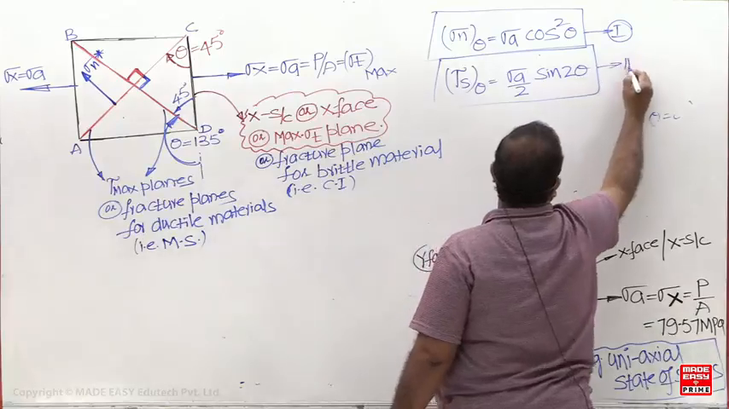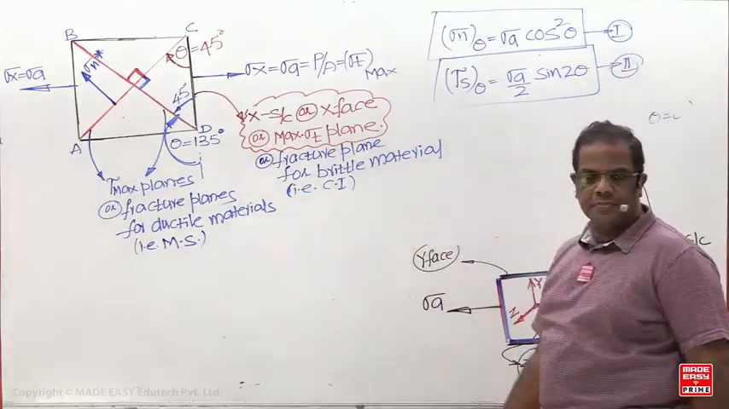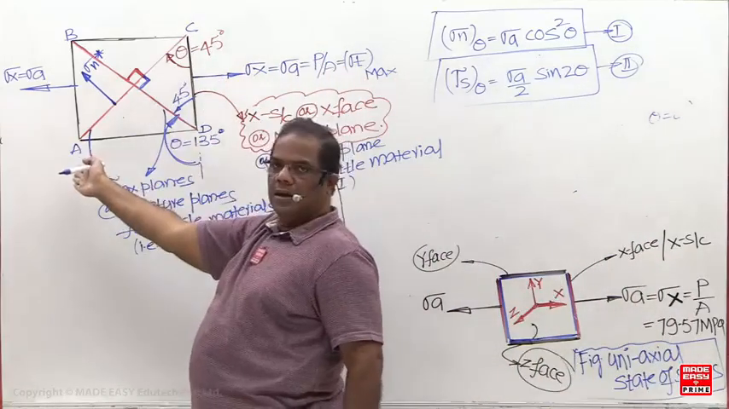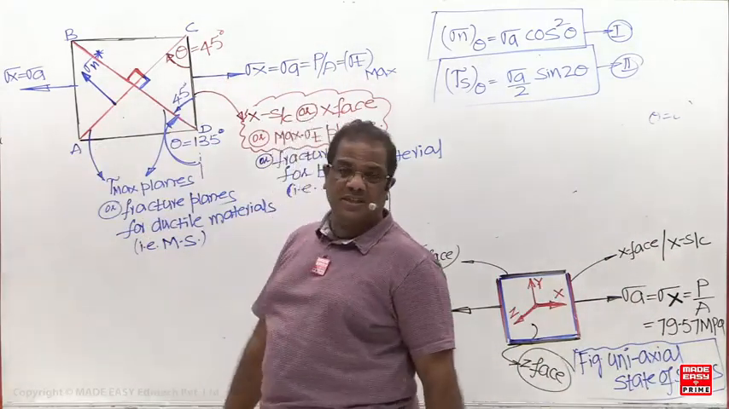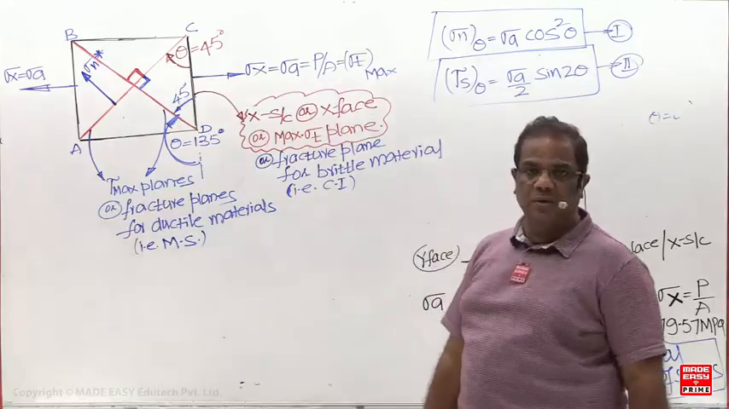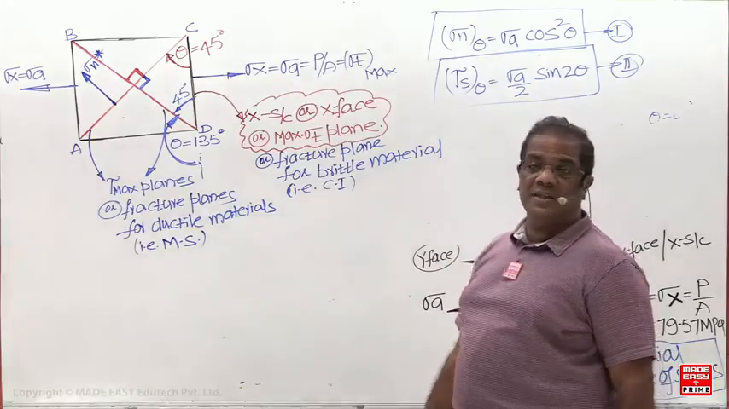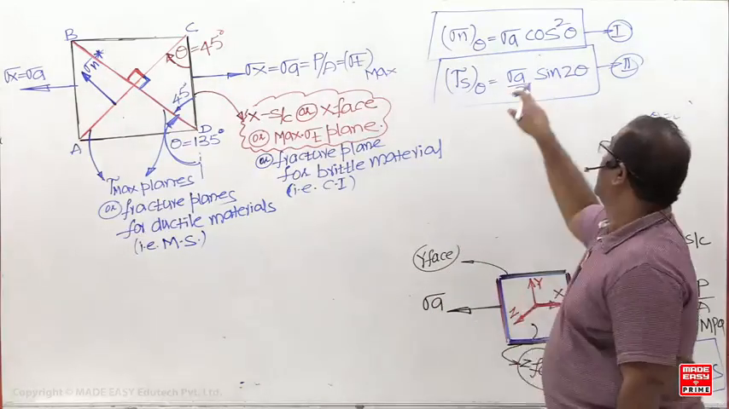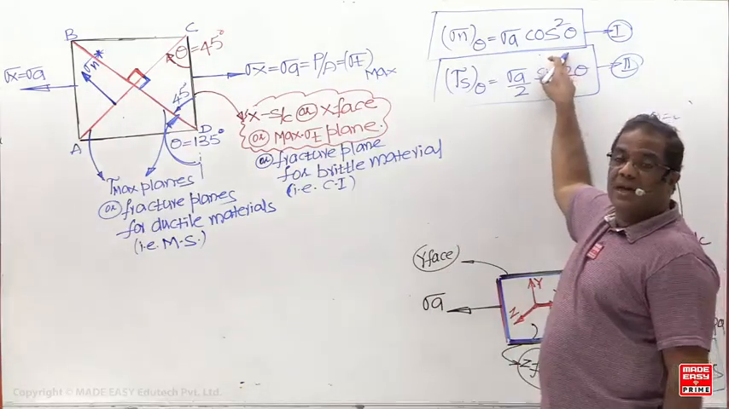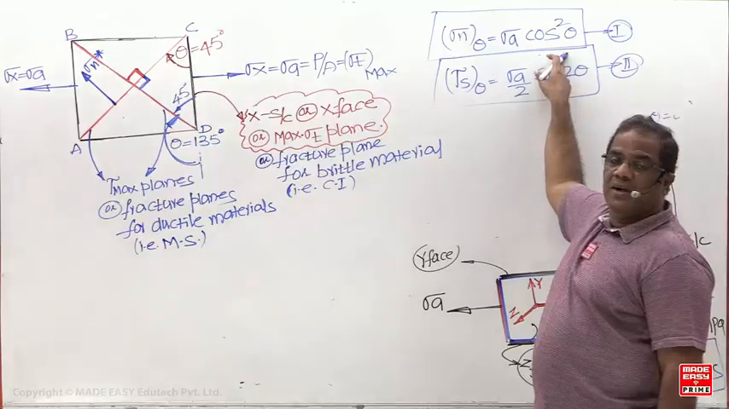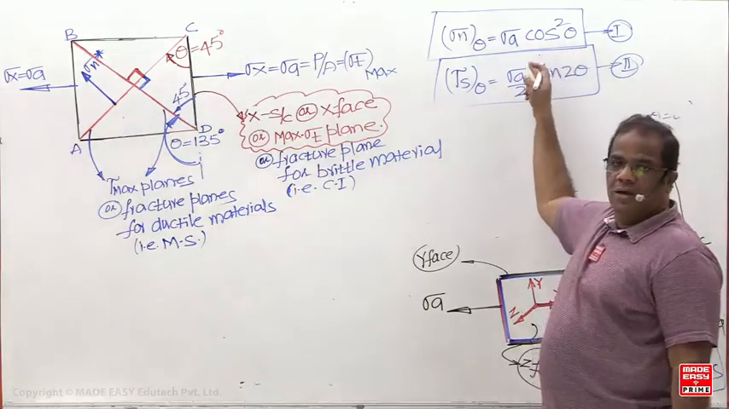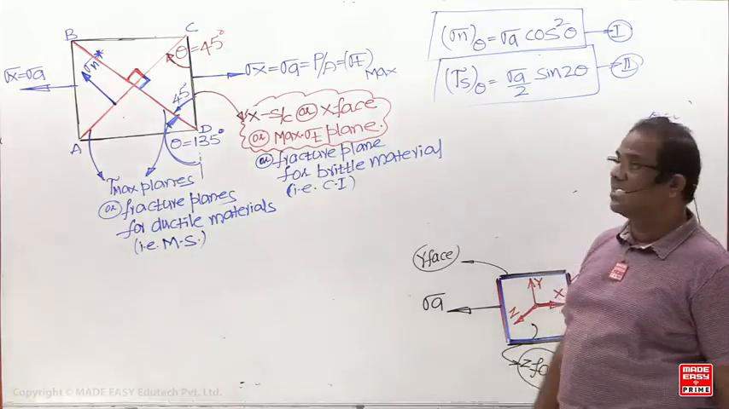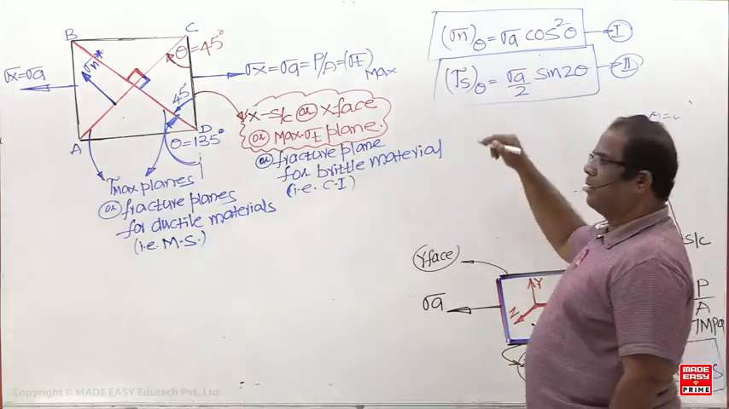With the equation you can find out the stress on any plane. Now I want to get the normal stress at an angle of 45 degrees. At 45 degrees, as you have studied, shear stress is maximum, but normal stress is not zero. How to get the normal stress at 45 degrees? What is cos square 45? It is 1 by root 2 whole square, which is 1 by 2. So the normal stress at 45 degrees is sigma A by 2.